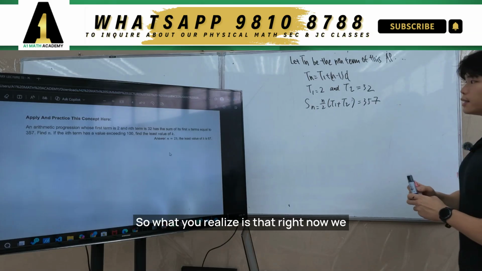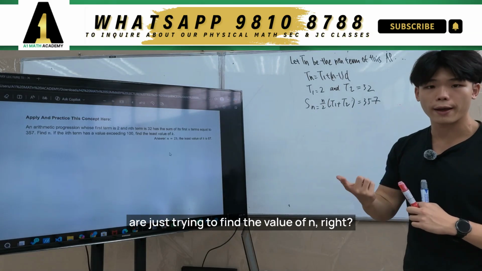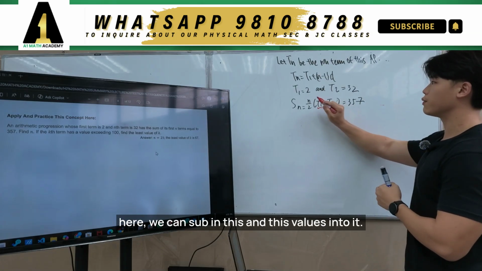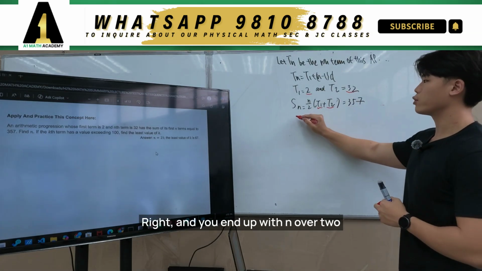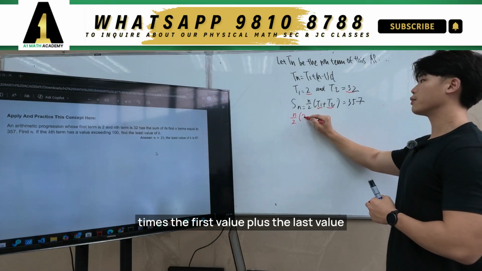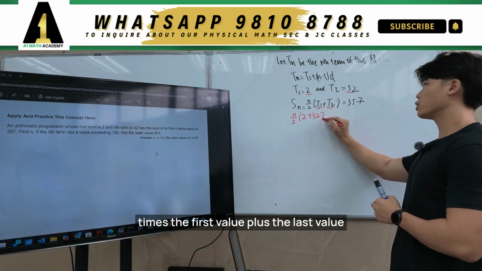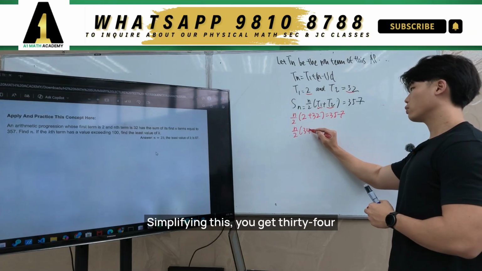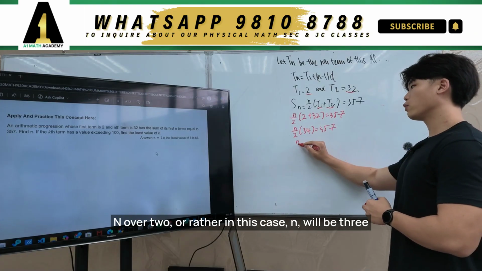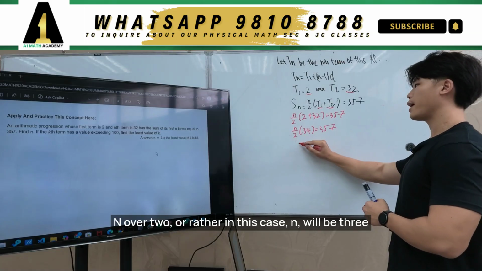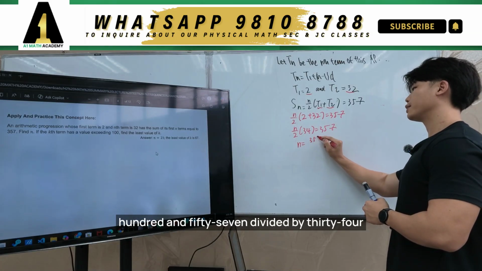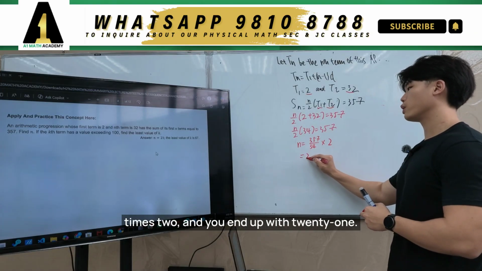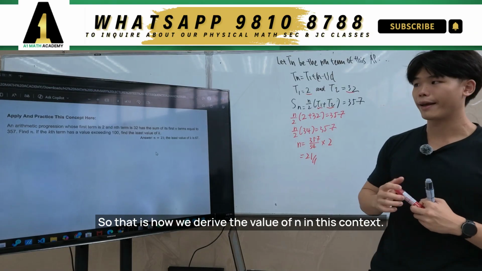So what you realize is that right now we are just trying to find the value of n, right? So when we want to find the value of n over here, we can sub in these values into it, and you end up with n over 2 times the first value plus the last value gives you 357. Simplifying this, you get 34 times n over 2 equals 357. So n will be 357 divided by 34 times 2, and you end up with 21. So that is how we derive the value of n in this context.